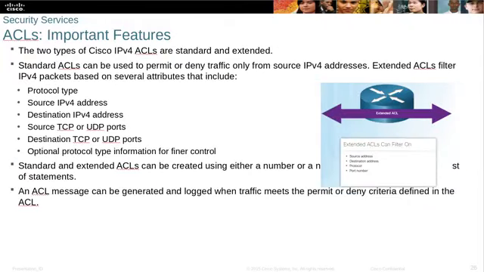Okay, so Cisco, we've got two types of IPv4 access control lists. We have the standard and the extended. The standard access control list can be used to permit or deny traffic based on only the source IPv4 address, whilst the extended access control list can filter IPv4 packets based on the protocol type, the source IP address, the destination IP address, the source TCP or UDP ports, the destination TCP or UDP ports, and optional protocol type information. So they give you much finer, more granular control with an extended access control list.